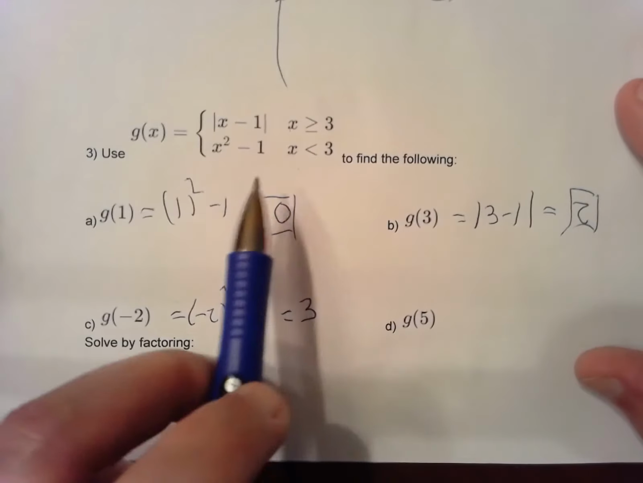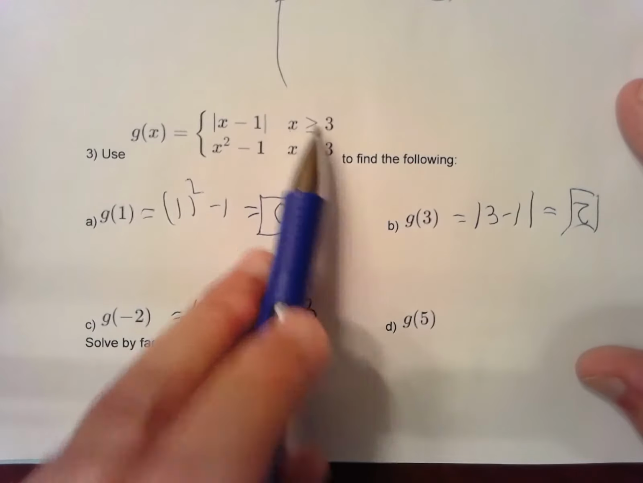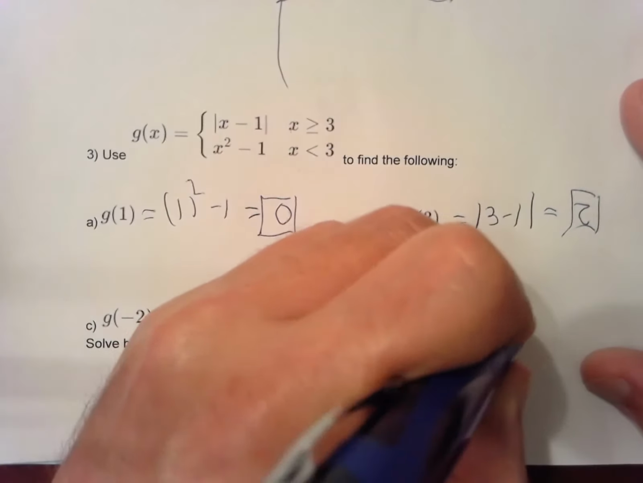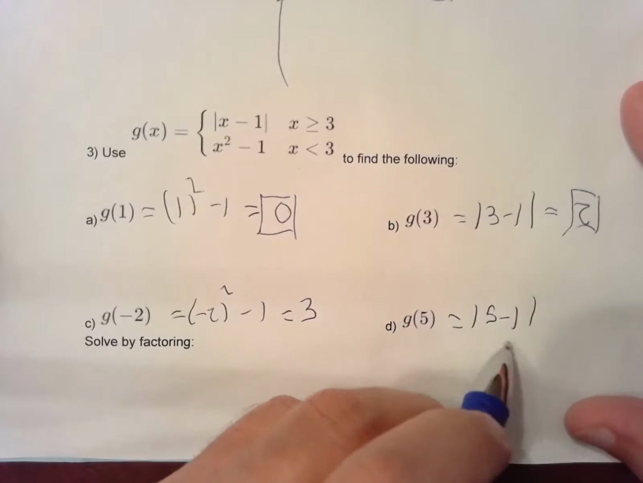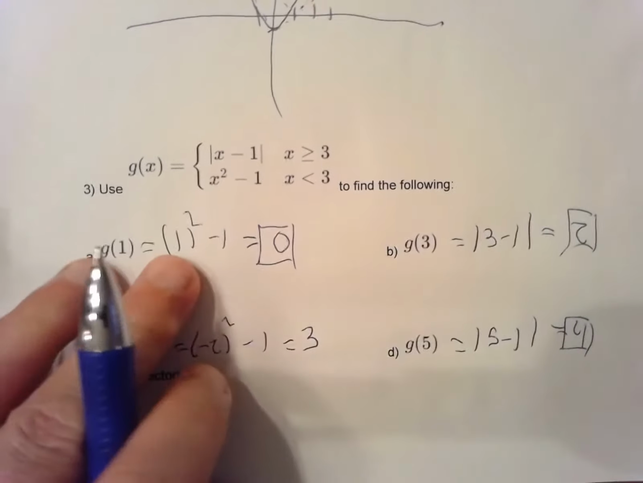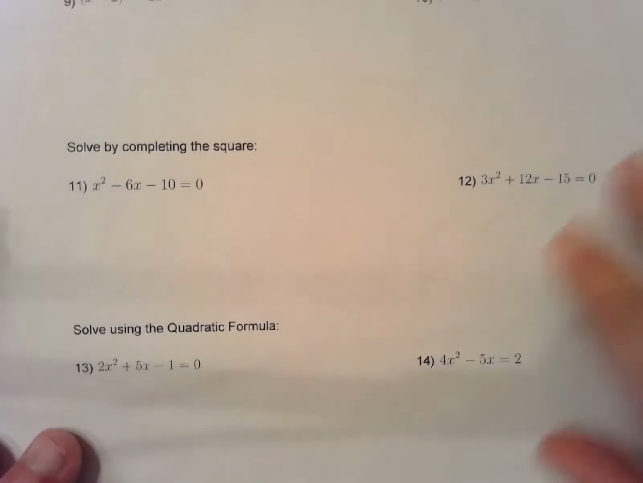G of 5, which category does 5 fall into? 5's bigger than 3, so I would use the top formula. Absolute value of 5 minus 1, absolute value of 4 is 4. Okay, our next page. Our directions say to solve all of these by factoring.